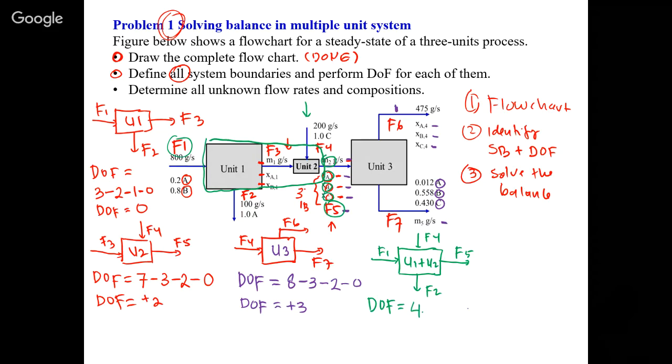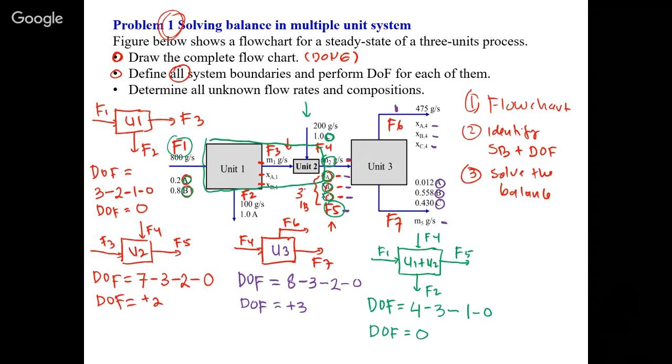We have three species balances, which are A, B, and C, minus how many physical constraints? We only have one physical constraint, which is stream number 5, because stream number 1, stream number 2, and stream number 4 are known. Only stream number 5 is not known. So this is minus 1, and we have no information. It ends up with DOF equal to 5 minus 4 equal to 0.